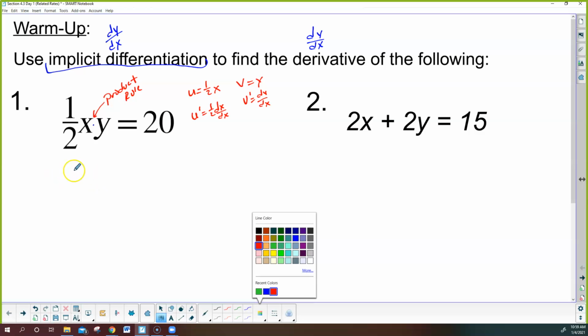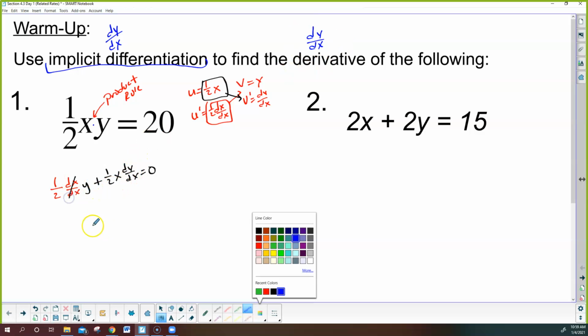So let's go ahead and take the derivative of the first part. We get 1/2 dx/dx. So that's the derivative of the first times the original second, plus the original first times the derivative of the second, which is just dy/dx. And then I have to take the derivative of the right-hand side, which is 0. And then my goal is to find the derivative dy/dx.